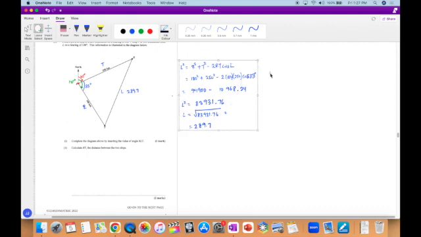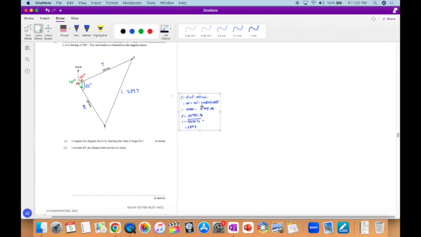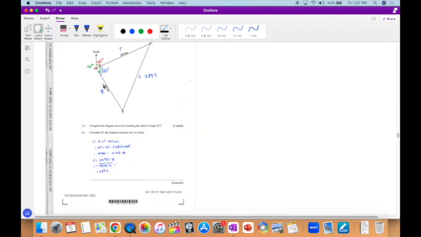So this is the cosine rule there, and just as a reminder, once you see an angle in the middle and you have the two sides on either side, that is a clear cosine rule application, right?